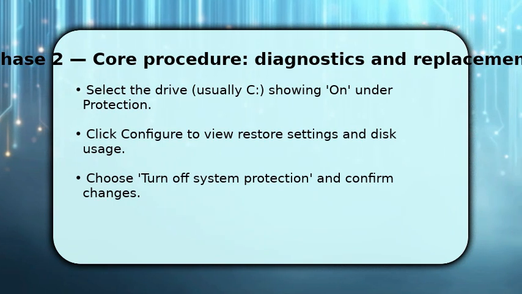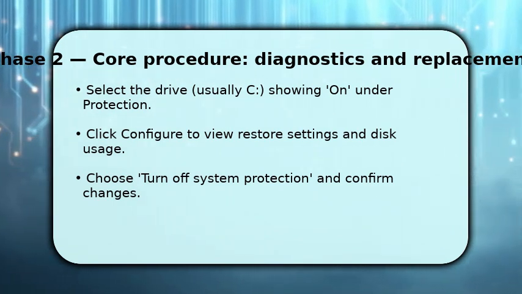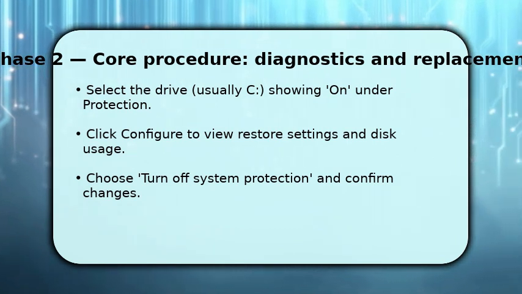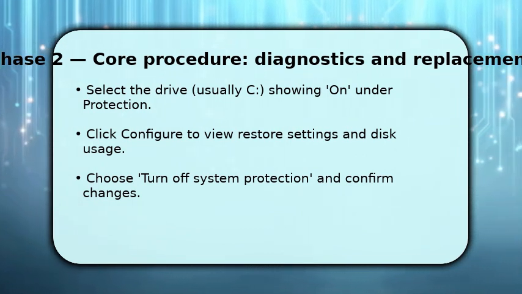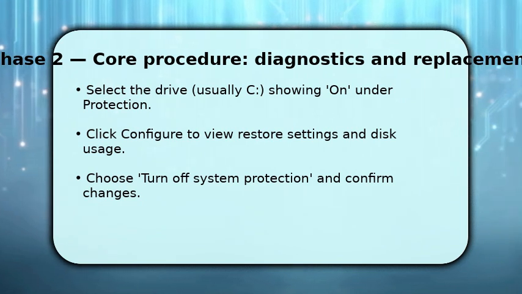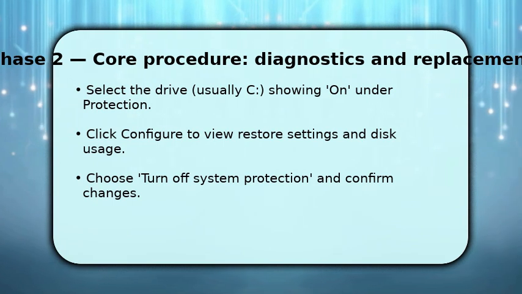Choose Turn Off System Protection. Windows will warn that restore points will be deleted. Confirm by clicking Apply, then OK. This step removes automatic snapshots, freeing space and stopping future restore point creation. Once done, note that you cannot roll back system changes unless you re-enable protection and create a fresh restore point.